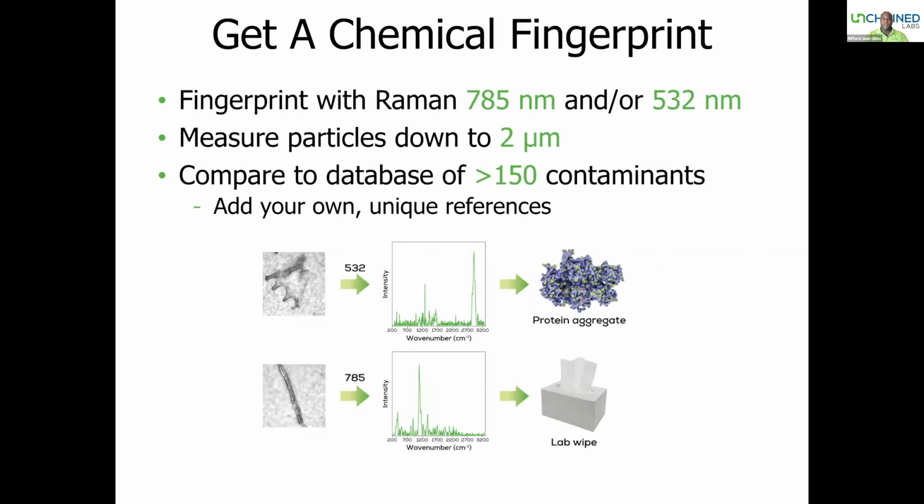And so let's take a look at this, right? If you wanted to determine perhaps what exactly is making up your protein aggregates, you can do that pretty easily. And if you have other contaminants as well, you can certainly identify them and have a chemical fingerprint for those. So I'm going to walk you through an example of this, right?